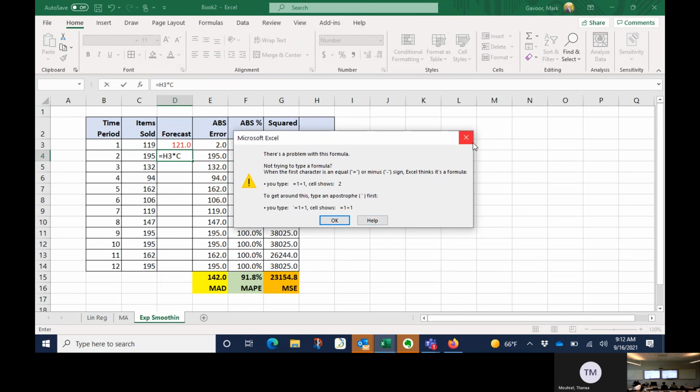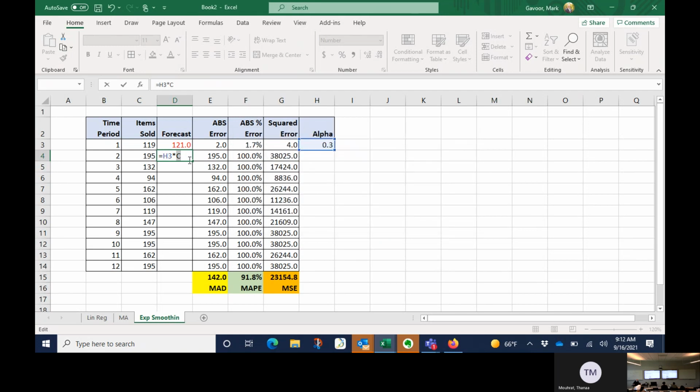Let's get rid of that. And the previous actual plus parentheses 1 minus alpha. Oh boy, this is a complicated formula, isn't it? Times the previous forecast, which should be 120.4.